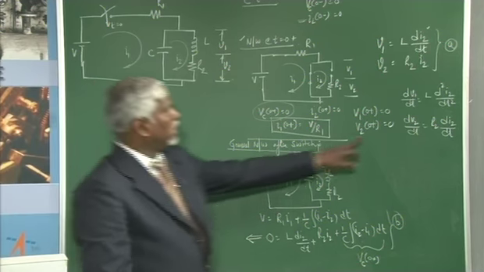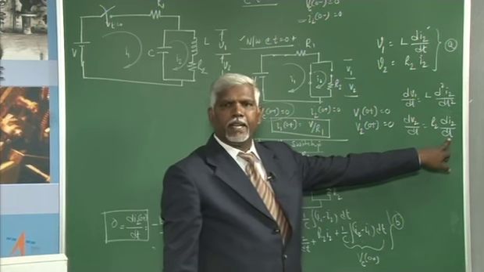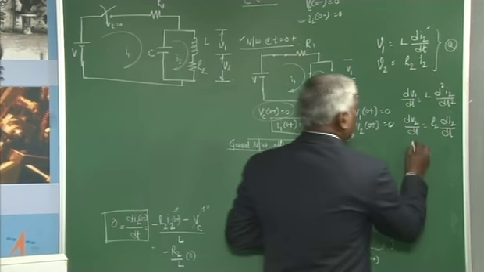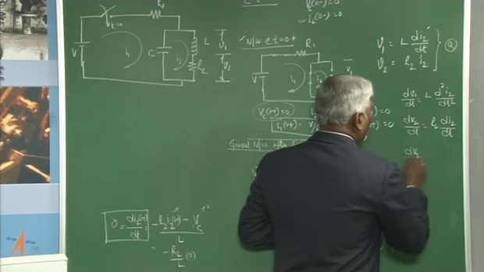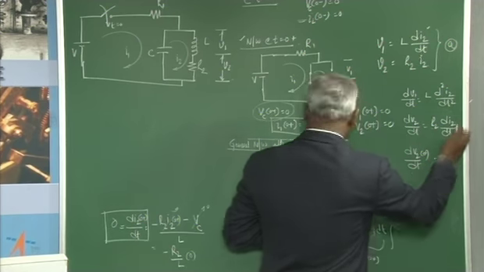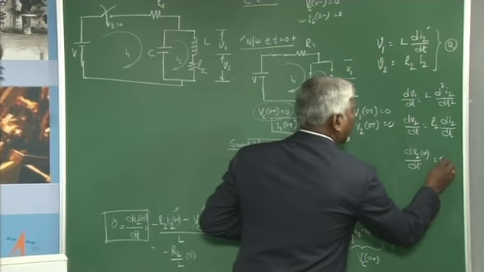Since di2 by dt is 0, dv2 by dt at 0 plus will be 0. Therefore, dv2 by dt at 0 plus is R2 into di2 by dt at 0 plus, which is nothing but 0. Therefore, dv2 by dt at 0 plus is 0.